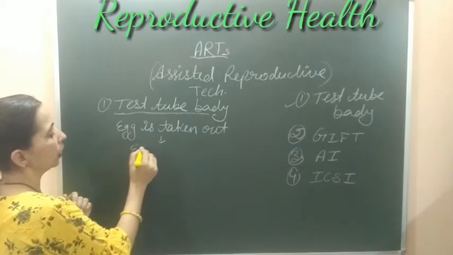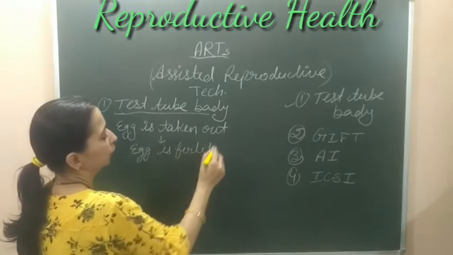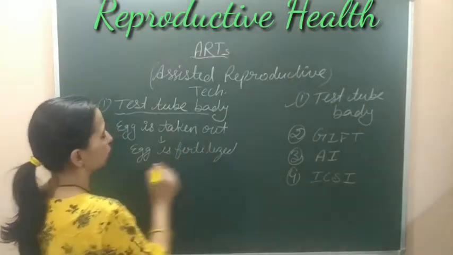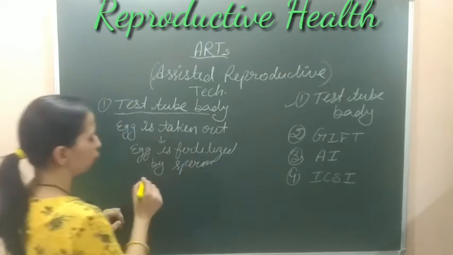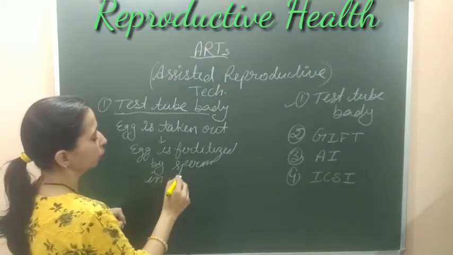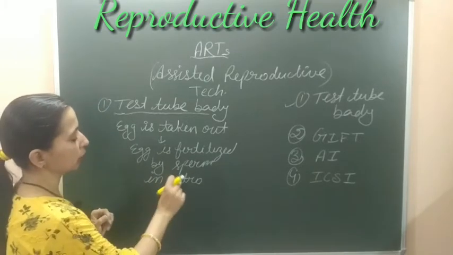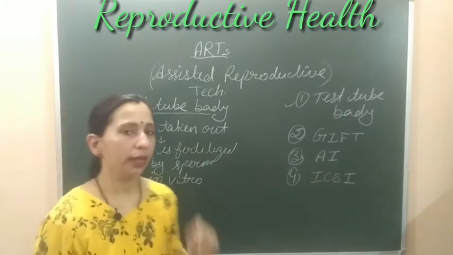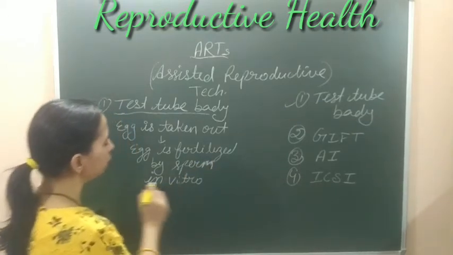After that this egg is fertilized. It gets fertilized, फर्टिलाइज करवाया जाता है by sperm in vitro. इन विट्रो फर्टिलाइजेशन होगा इस एग का स्पर्म्स के साथ. This egg gets fertilized in vitro by the sperm. सो ये जो फर्टिलाइजेशन हो रहा है ये इन विट्रो हो रहा है.